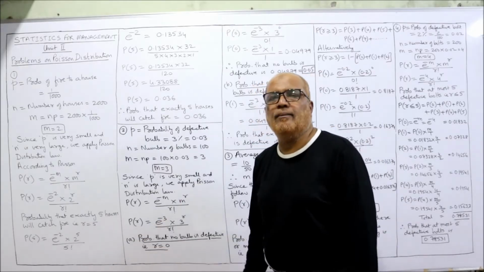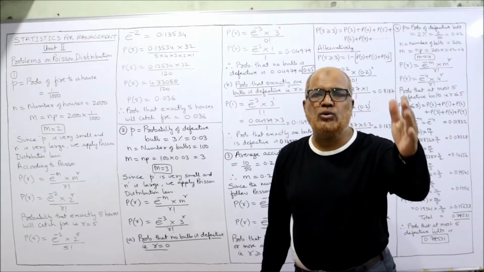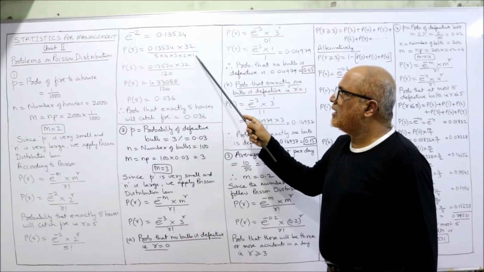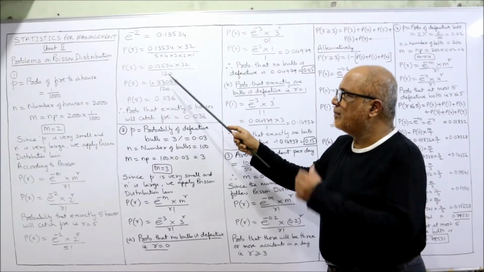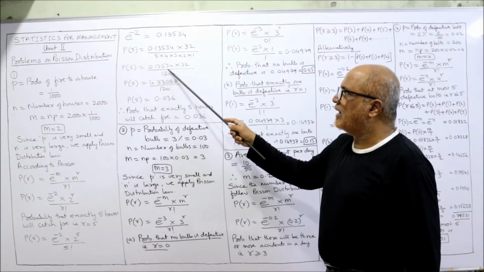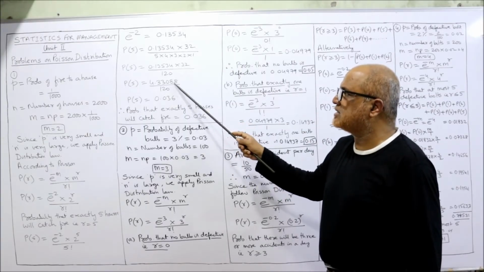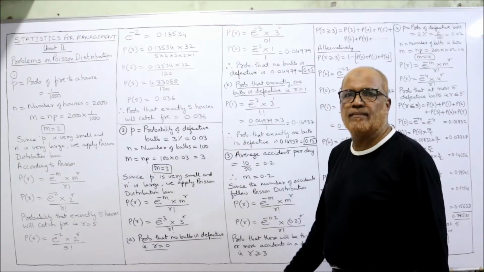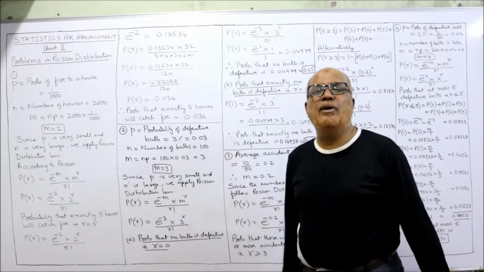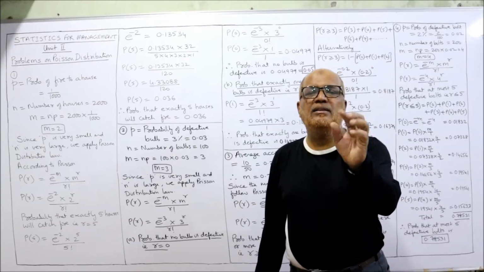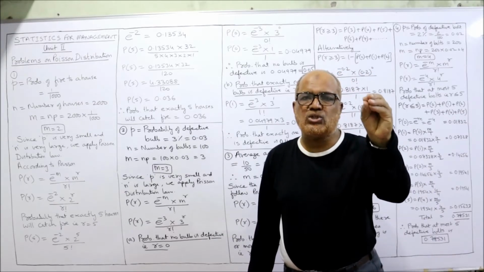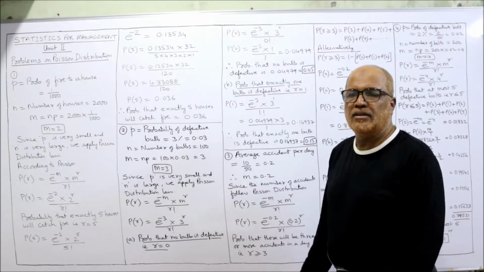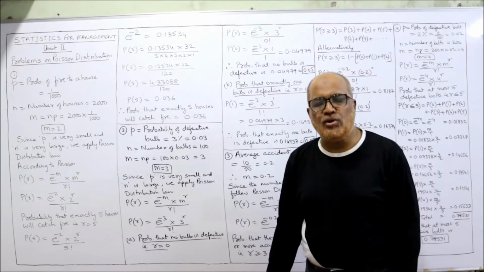5 factorial means 5 into 4 into 3 into 2 into 1. If you multiply all the denominator, you will get 120. Now simply multiply the numerator, 0.13534 into 32, which is 4.33088, divided by 120, gives 0.036. What is this 0.036? P of 5, the probability that 5 houses will catch fire. That is 0.036. That's it. This is the first problem on Poisson distribution.